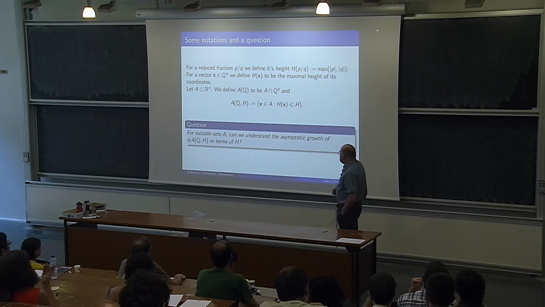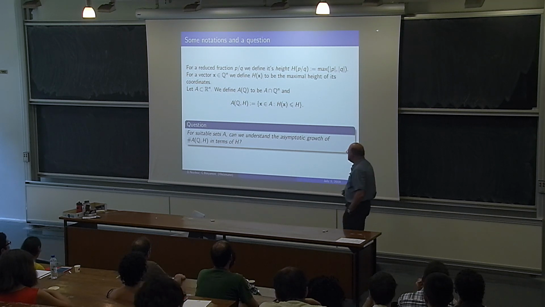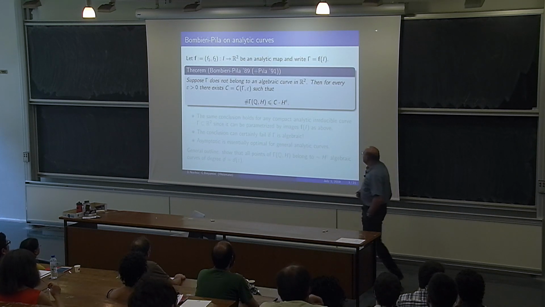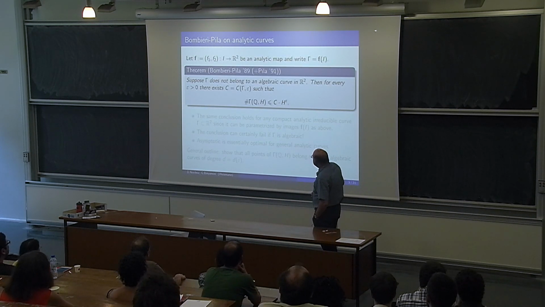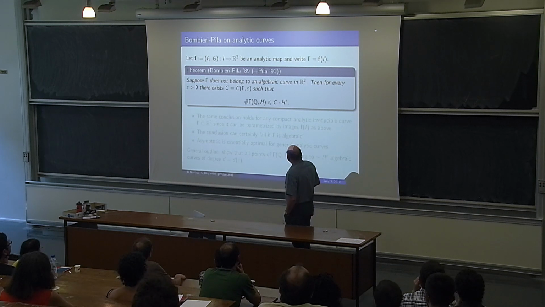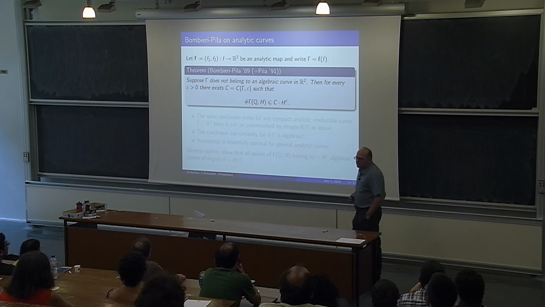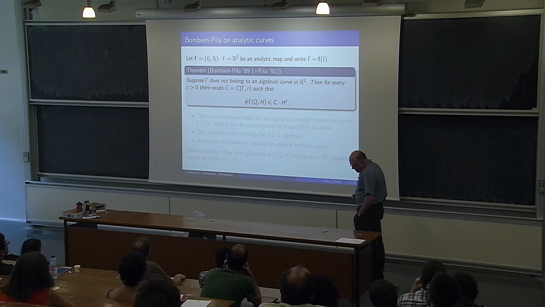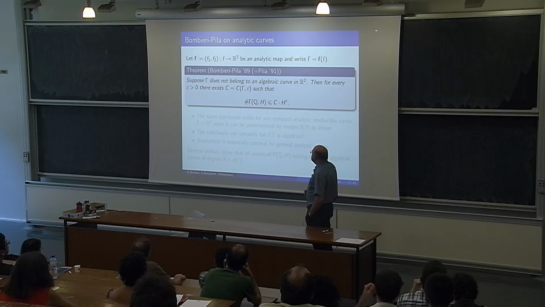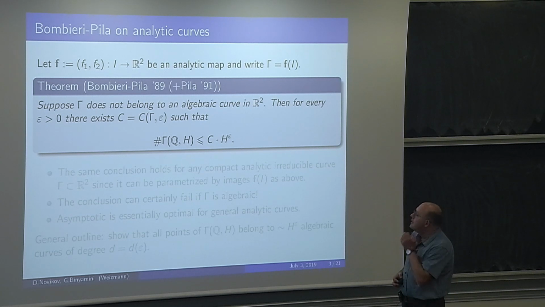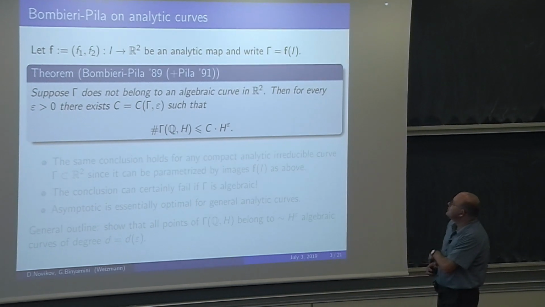So this is the general question. Sometimes it stabilizes, but not always. So the subject started a long time ago, but the important advancement was the theorem of Bombieri-Pila in '89 and also Pila in '91. So what we do, we take an analytic mapping of an interval to the plane. And what we get is an analytic curve. So we call it gamma.